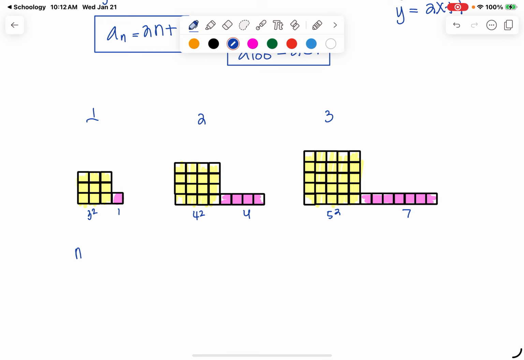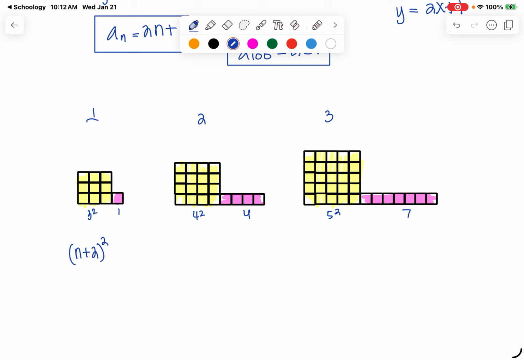So if I say n is 1 and I add 2 to that, that's going to give me 3. And then if I square it, right? So if I plug in 1 there, I'll get 9. If I plug in 2 there, I'll get the 16 blocks. When I plug in 3 there, I'll get those 25 blocks. So that's going to work for the yellow.